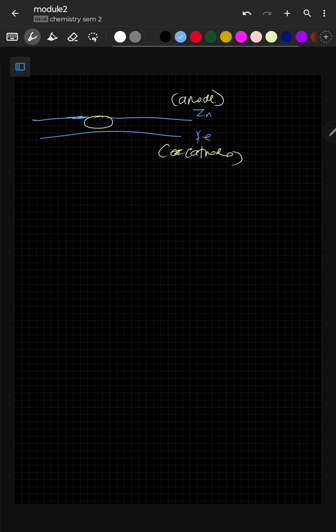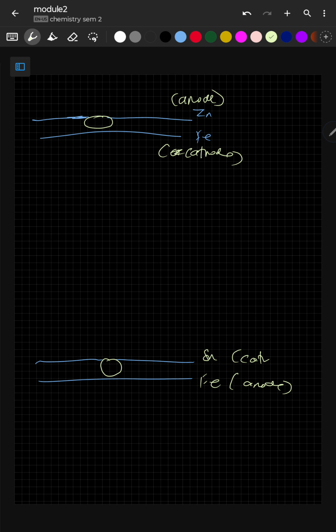Say this is the iron and this is the zinc. This much part you have not coated. Here this is the cathode and this is the anode. This is case 1. Case 2 is the same. This is the iron and this is the tin. Again, this much part you have not coated, or it has missed, or something has happened. But here this is the anode, this is the cathode.